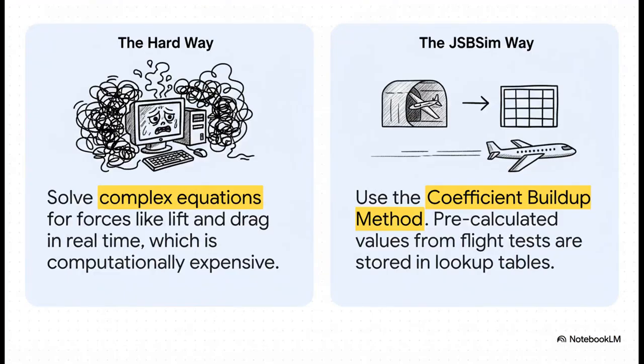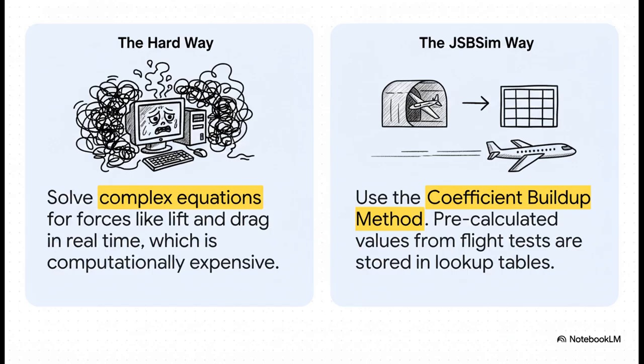Now, this is where it gets really interesting. The hard way to calculate lift would be to try and solve these insanely complex fluid dynamics equations for every single frame of the simulation. Your computer would just grind to a halt. The JSBSim way is way more elegant. It uses something called the coefficient buildup method.